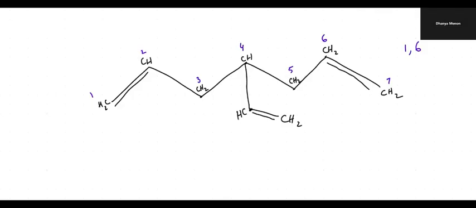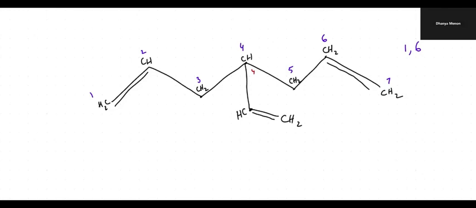Okay, so I cannot 1, 2, 3, 4, 5, 6. No. So here we are getting only 6 carbons. So the one that we numbered first, we are getting 7 carbons and 2 double bonds included.